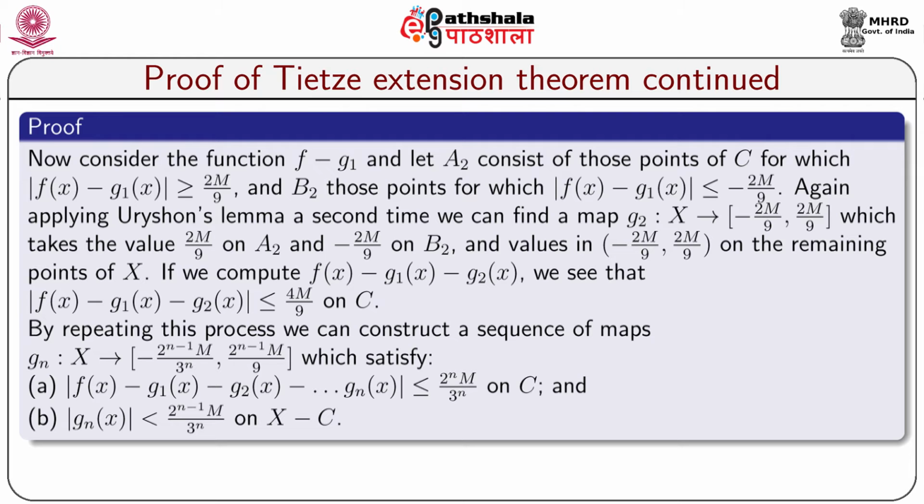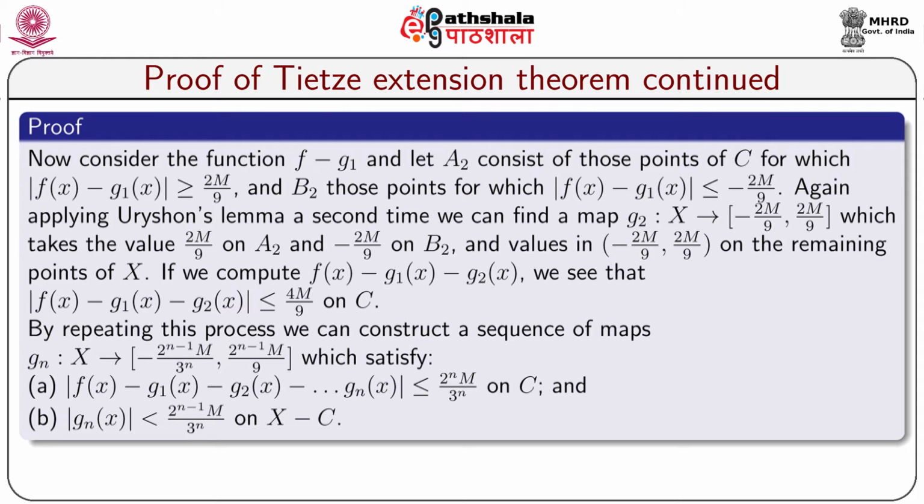Now, we shall handle the function f(x) minus g1(x), and let A2 consist of those points of C for which modulus of f(x) minus g1(x) is greater than or equal to 2m/9, and B2 consists of those points for which modulus of f(x) minus g1(x) is less than or equal to minus 2m/9.